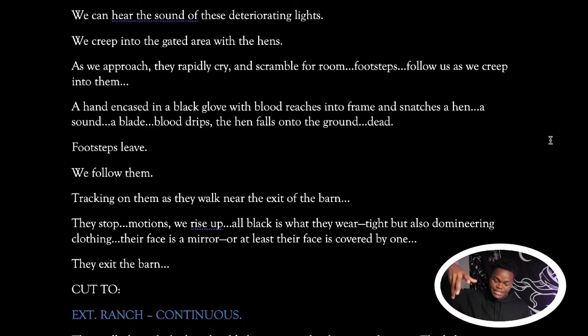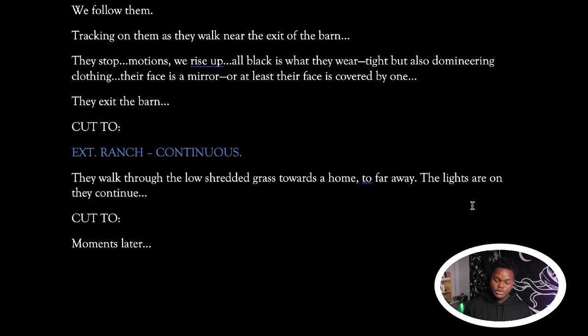A hand encased in a black glove with blood reaches into frame and snatches a hen. A sound, a blade, blood drips. The hen falls into the ground, dead. Footsteps leave, we follow them, tracking on them as they walk near the exit of the barn. They stop, they motion, we rise up. All black is what they wear, tight but also domineering clothing. Their face is a mirror, or at least their face is covered by one.